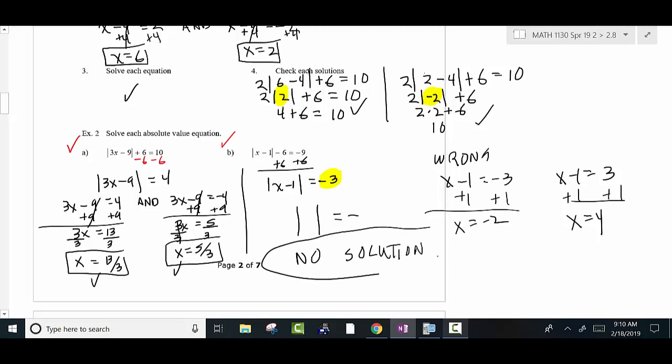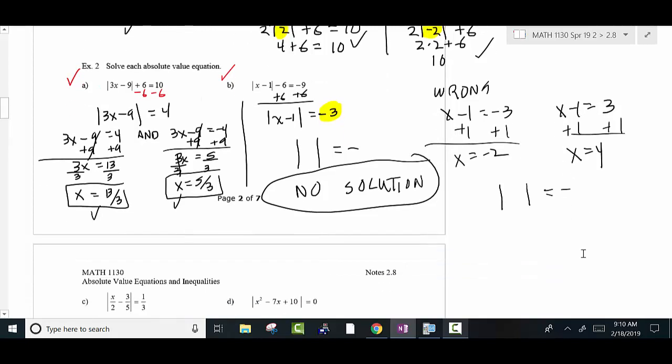And you can always kind of correct mistakes by checking, but those two answers, negative 2 and 4, do not check. So what I suggest to a student is if you see an absolute value isolated equals a negative, you're done. It's impossible. Okay, does that make sense? Okay, all right, so that's something you have to pay attention to.